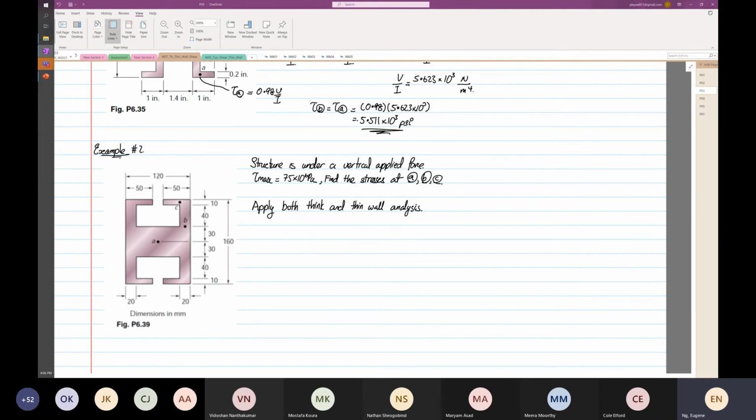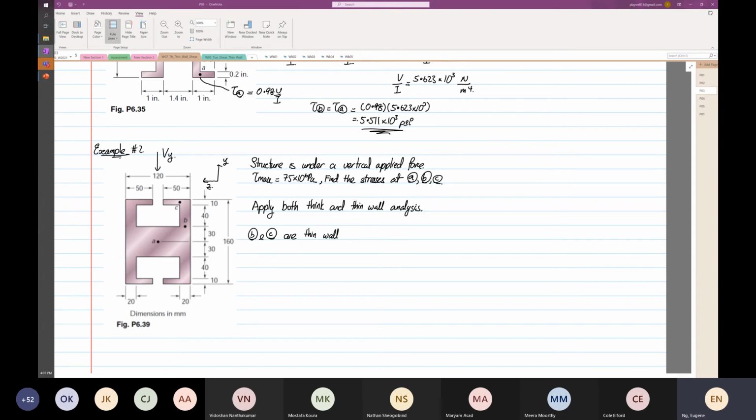So we have a vertical force going down here, V. And I'm going to draw a transformation. I'm going to introduce your transformation now. So this is Y, and this is Z. We have a force applied at Vy now. So that is our applied force. So at point B and point C, what analysis is it? Thin wall analysis.